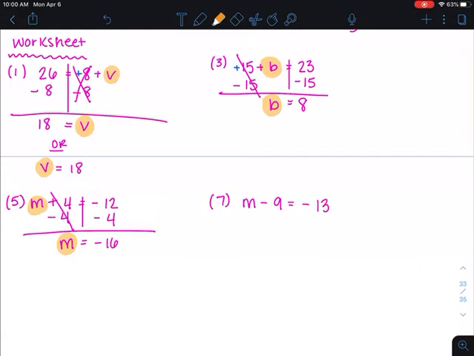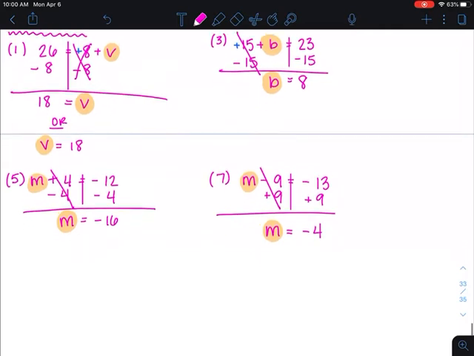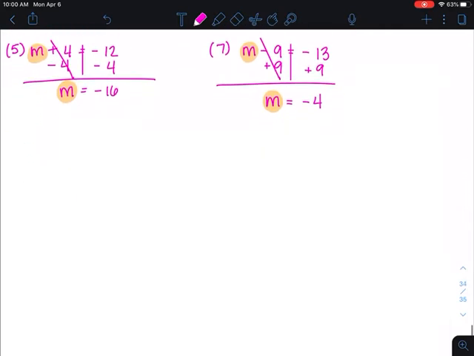Number 7, m minus 9 is equal to negative 13. Again, our variable is m. Currently we're subtracting 9. The opposite of subtracting 9 is adding 9. Those will cancel, and m is equal to negative 13 plus 9, which is negative 4.